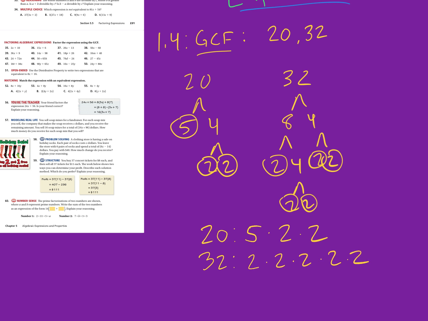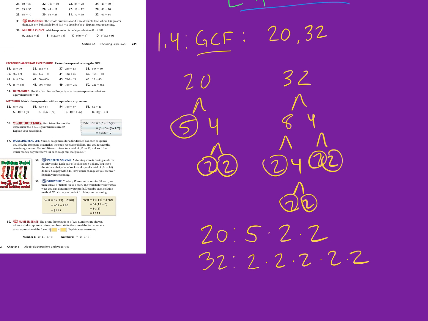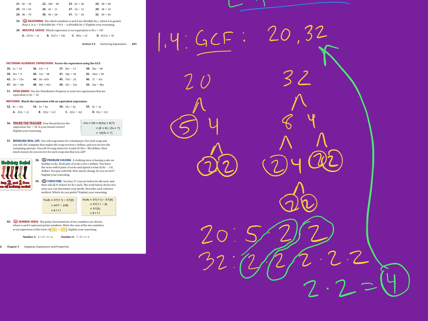So for greatest common factor, if you remember, what you're going to do is circle the common factors. So 2 is common, and there's also a second 2 that's common. And those are the only common factors. Then I'm going to write them down. So there's 2 of them. I'm going to multiply them. So my GCF is 4. Okay. So once I have my GCF of 4, I can start working with factoring my expression.